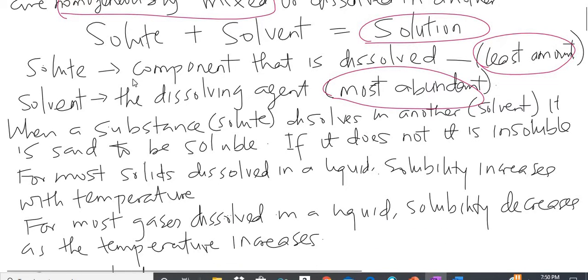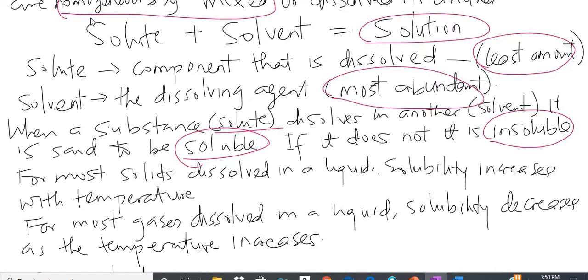When a substance, which is a solute, dissolves in a solvent, it is said to be soluble. If the substance does not dissolve, it is said to be insoluble. For most solids dissolved in liquid, solubility increases with temperature. However, for most gases dissolved in liquid, solubility decreases as the temperature increases.